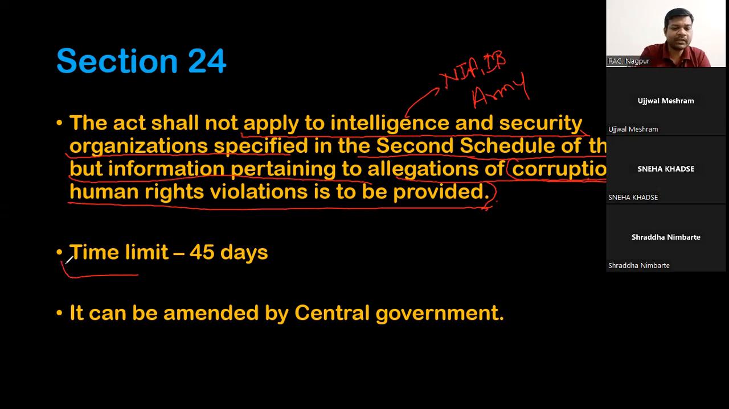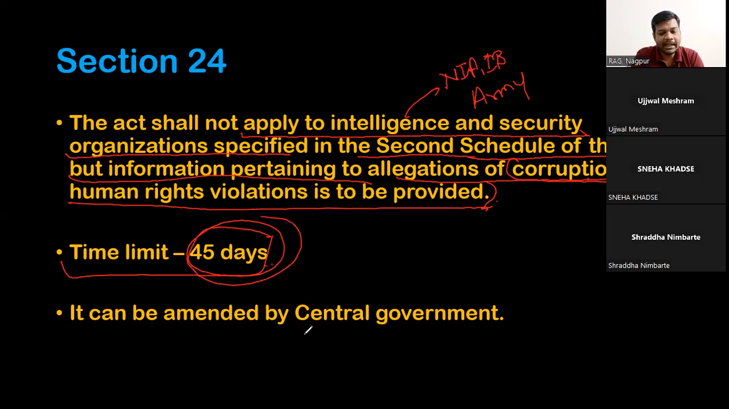The time limit for such information to be known is 45 days. It is not 30 days, it is 45 days. And the RTI Act can be amended only by the central government. No state government can amend the RTI Act.